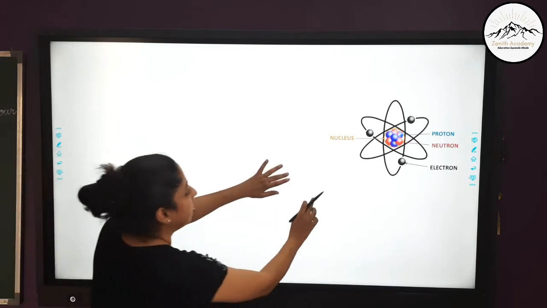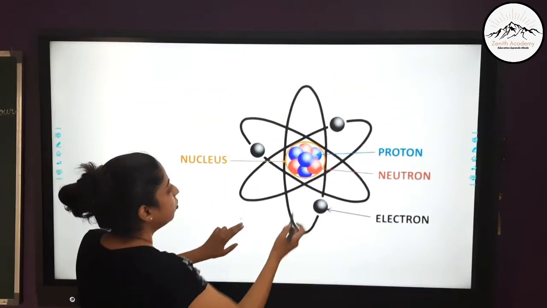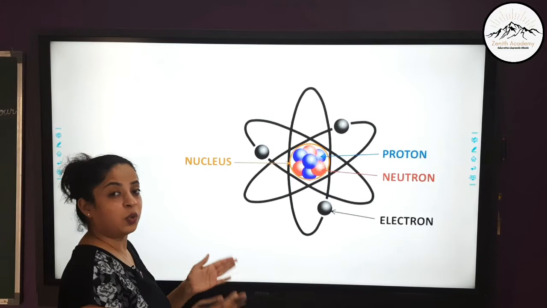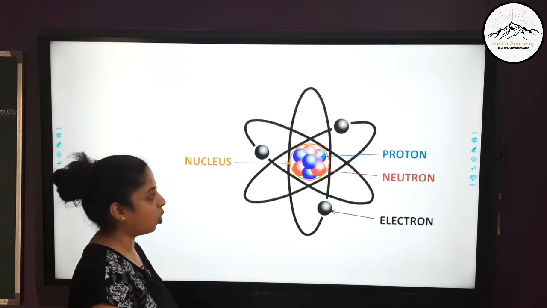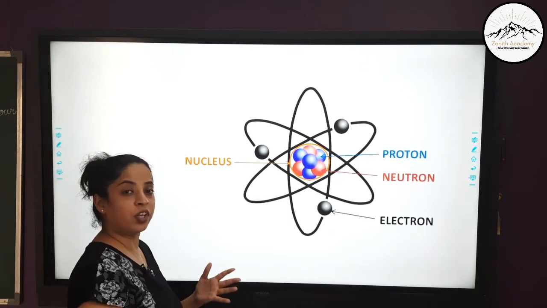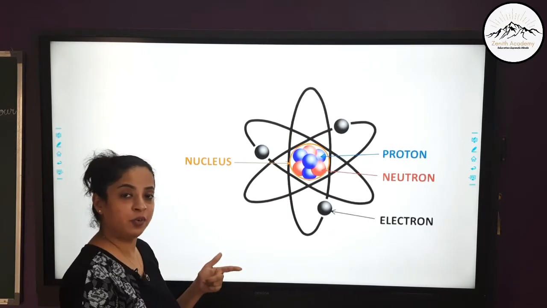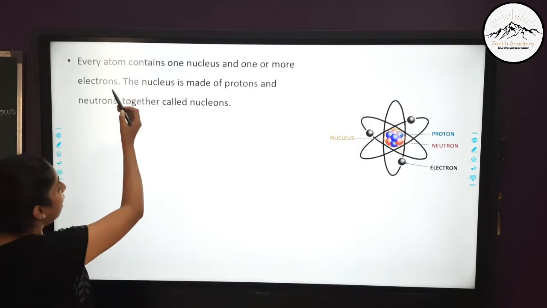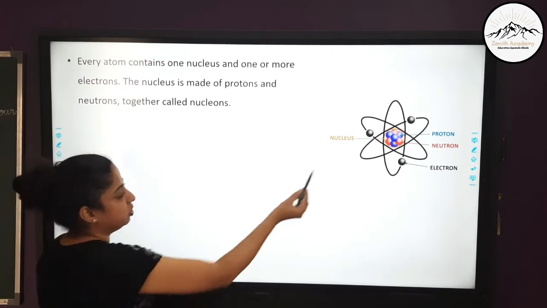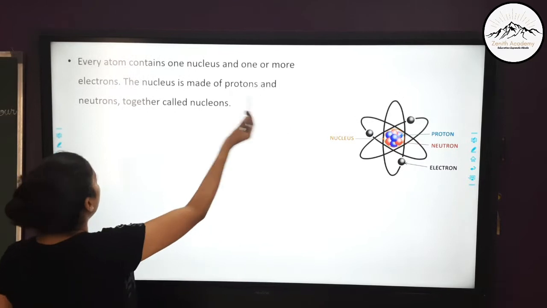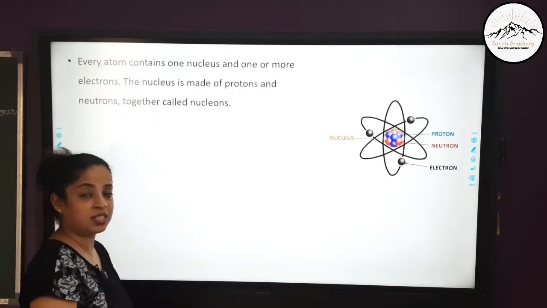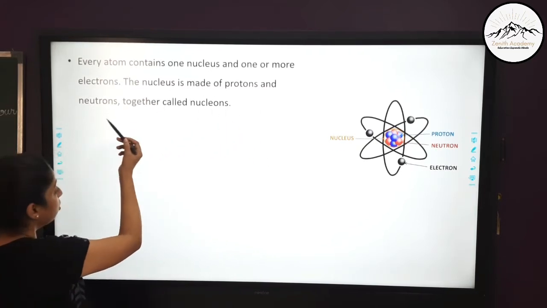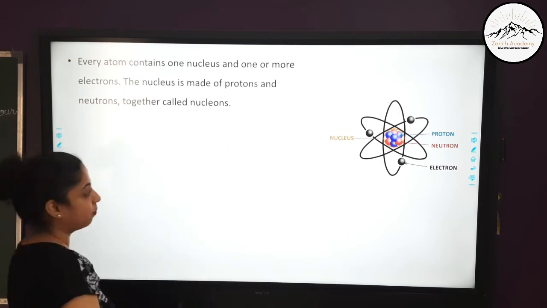So students, if you see carefully, in the nucleus there are two subatomic particles, that are protons and neutrons. They are together known as nucleons because they belong to the nucleus. So what are nucleons? The protons and neutrons are collectively termed as nucleons. So every atom contains one nucleus. You can see here there is one nucleus and one or more electrons. So electron can be one, as in the case of hydrogen, and it can be more electrons. The nucleus is made up of protons and neutrons together called nucleons.